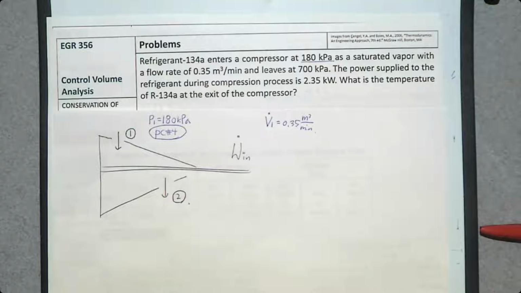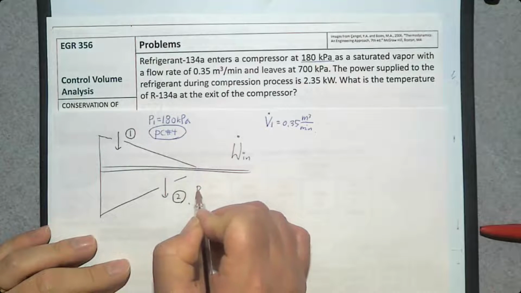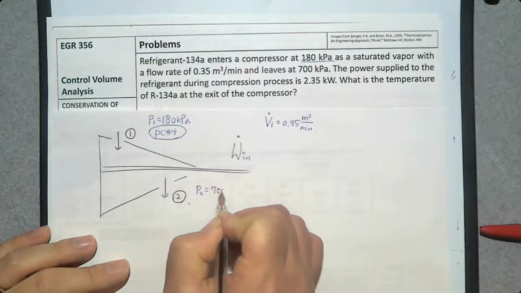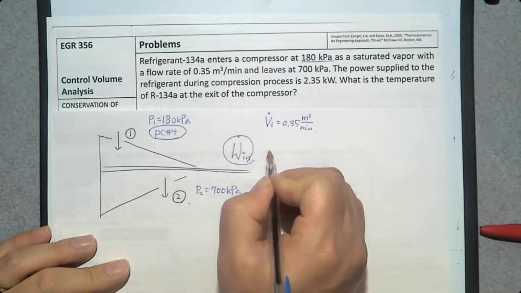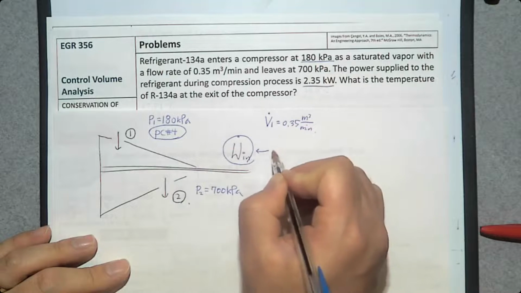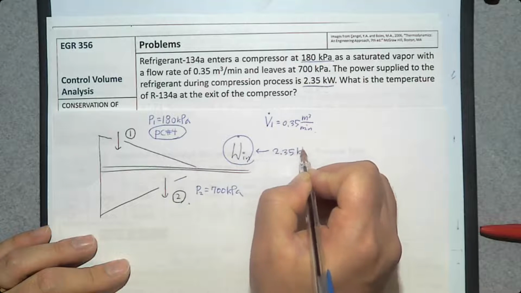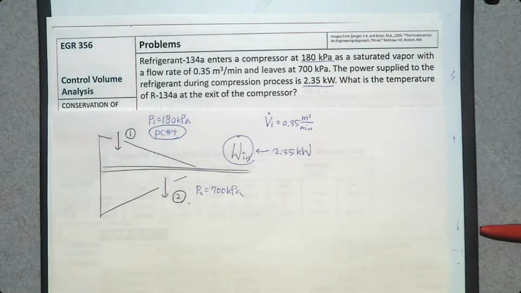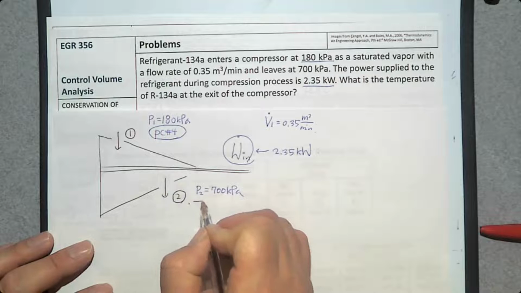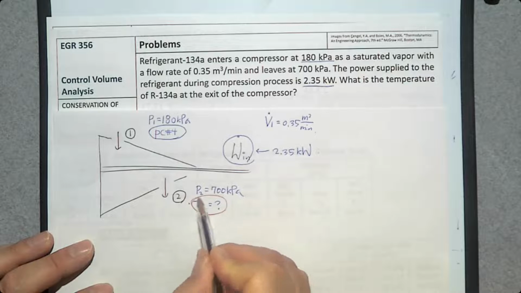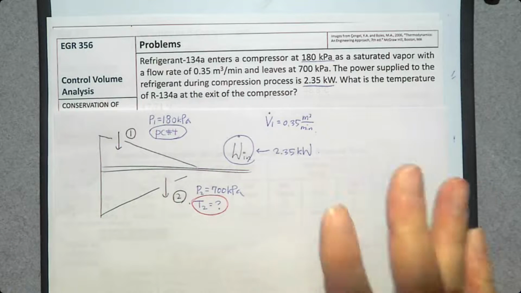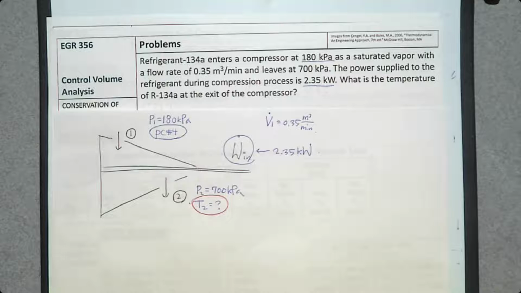What about at the exit? We know the pressure is 700 kilopascal. P2 is 700 kilopascal. And the power provided to the system is 2.35 kilowatt. And we want to know the temperature at the exit. So what is T2? That's the physics. Now let's talk about mathematics.